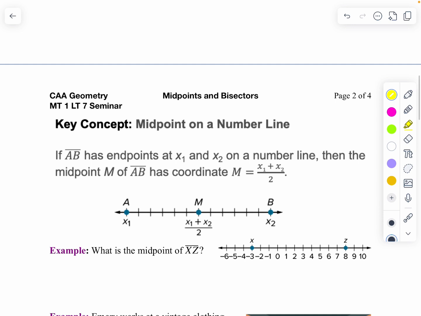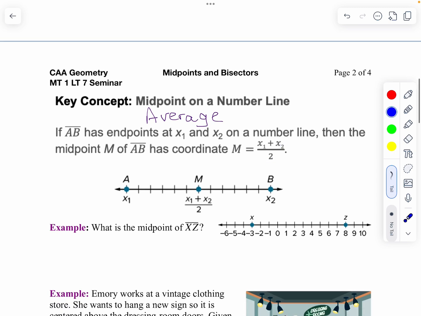First off, midpoint is just a fancy name for saying the average. How do you find the average? Well, you add up your numbers and you divide by 2. And that's what we're going to do here. x1 plus x2 divided by 2 is just the average of our 2 endpoints.